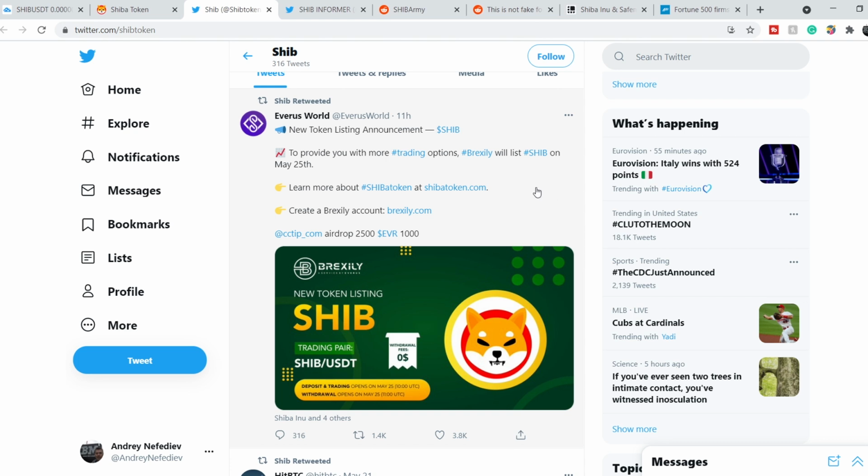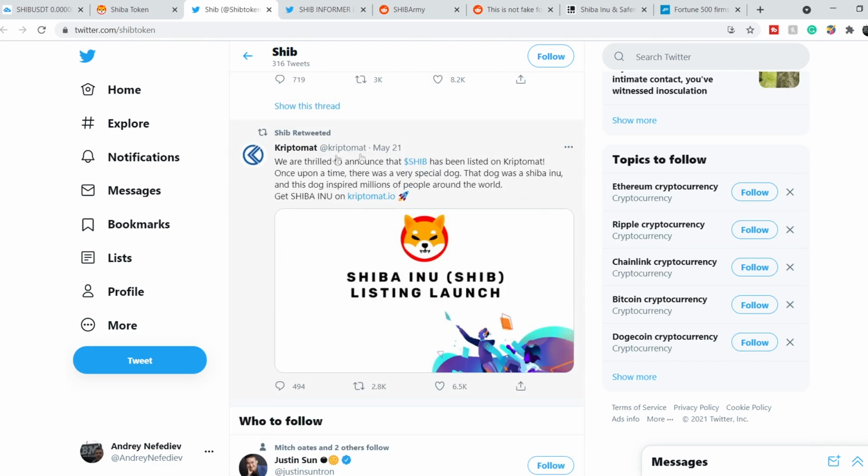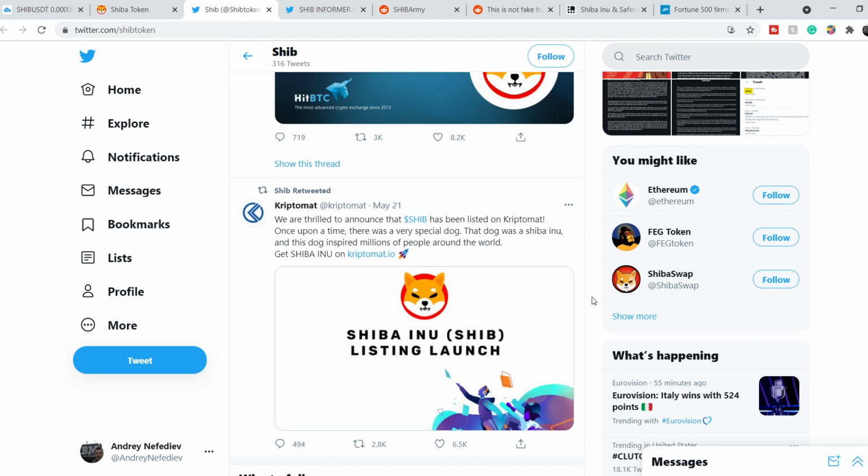11 hours ago, they retweeted a new token listing announcement, SHIB token. To provide you with more trading options, Brexley will list SHIB token on May 25th. Learn more about Shiba token at shibatoken.com. Create a Brexley account at brexley.com. And it is the next exchange that listed Shiba token. As you can see, yesterday they made this announcement, and the day before it was CryptoMart. And we have a bunch of this type of announcements all over the list of this Twitter.